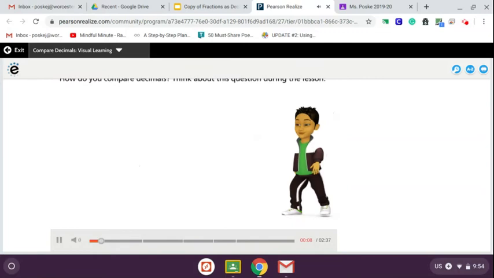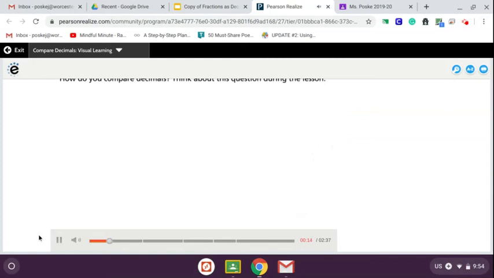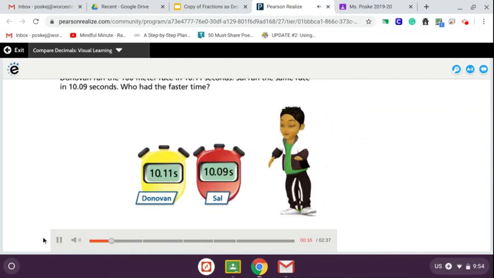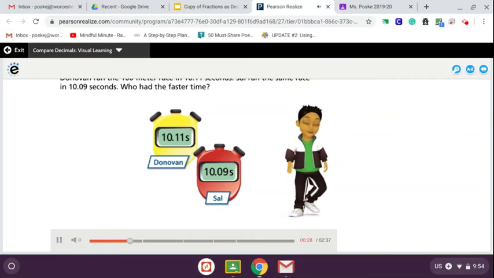How do you compare decimals? Think about this question during the lesson. Donovan ran the 100-meter race in 10 and 11 hundredths seconds. Sal ran the same race in 10 and 9 hundredths seconds. Who had the faster time?